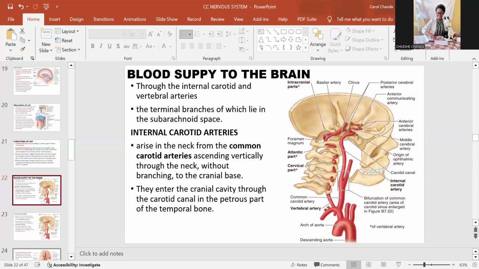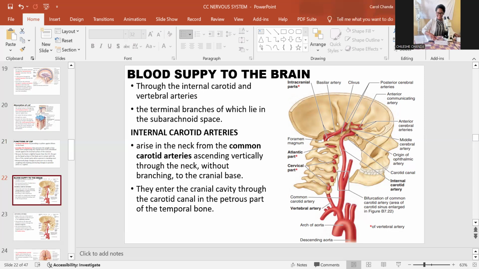Now, the blood supply to the brain. So the blood supply is through two major routes. One, we have the internal carotid arteries, and we have the vertebral arteries.